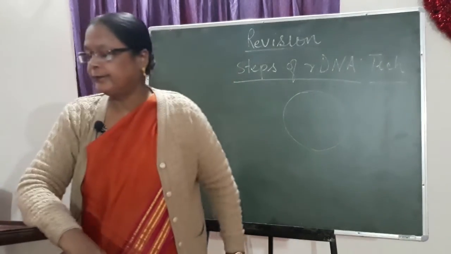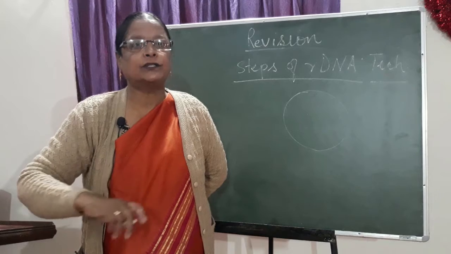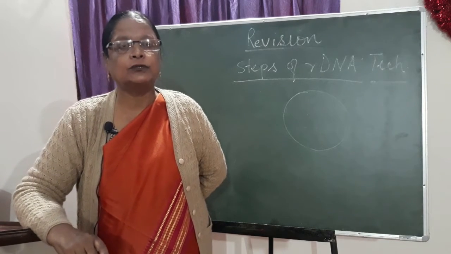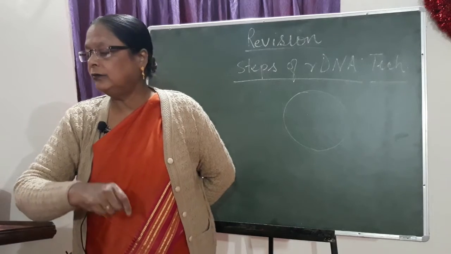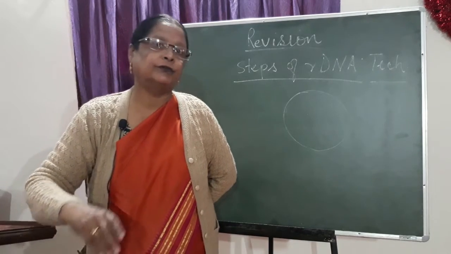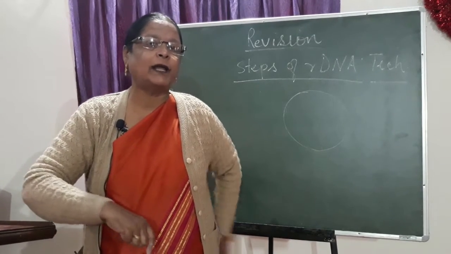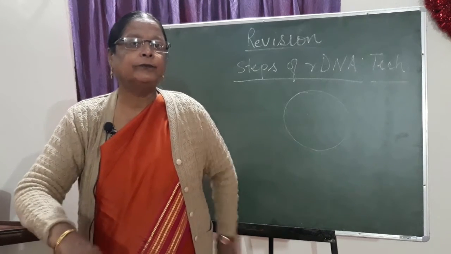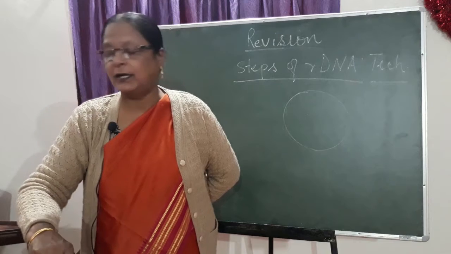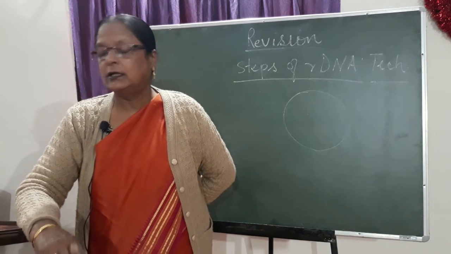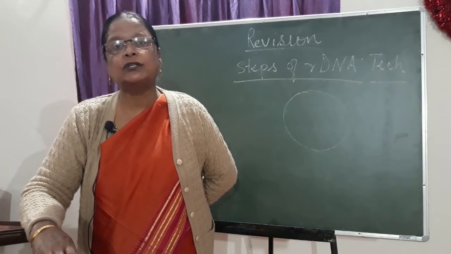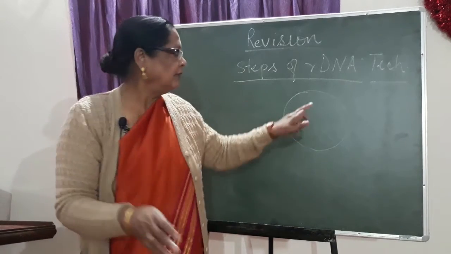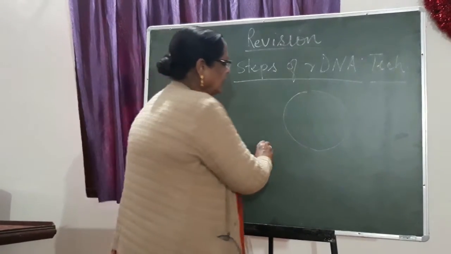So the third step, first was taking out the gene, isolation of the gene. Second was isolation of the plasmid or vector. This plasmid will work as a vector or as a carrier. And the third step is to cut the plasmid with a restriction enzyme, and when we cut it, it will become straight.